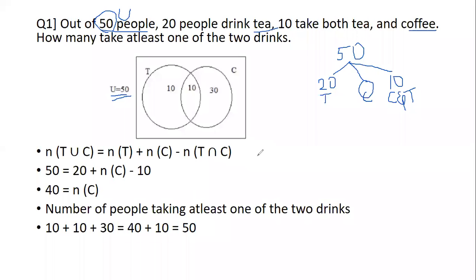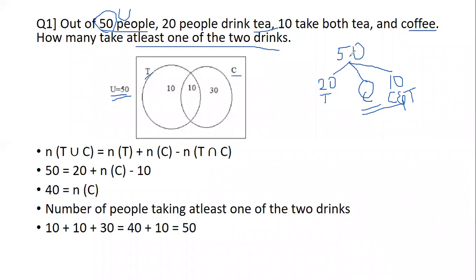Now in this, out of tea and coffee, we are supposed to find out how many people are drinking at least one of the two drinks. At least one of the two drinks we are supposed to find. Now coming to the Venn diagram, the universal set is 50, that is the rectangle, and then we have two sets, tea as well as coffee. Tea is one circle, coffee is one circle.